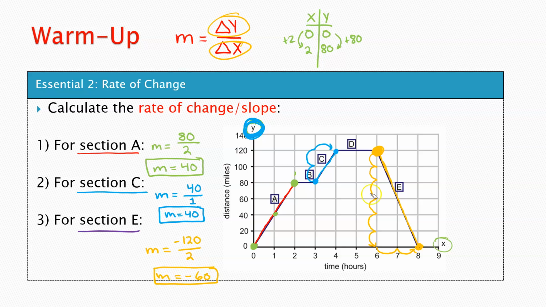Every time you scoot down 60 spaces, you would go to the right one. I can actually show you guys that right now. If you count down 20, 40, 60, and then you go to the right one, notice you end up on that same line. If you count down another 20, 40, 60, and then to the right one, you still end up on that same line. There's that constant rate of change for that section at least. All right, so there is rate of change, guys.